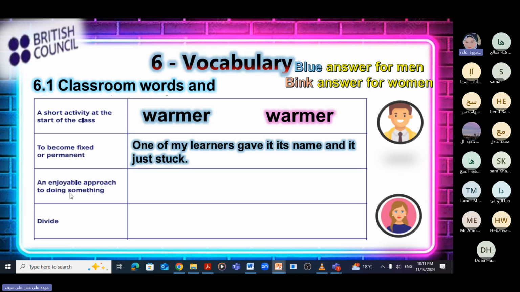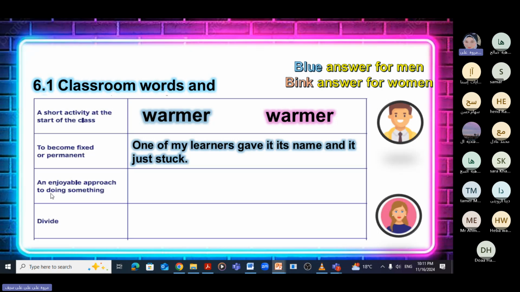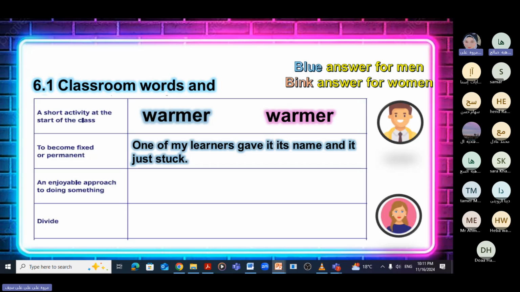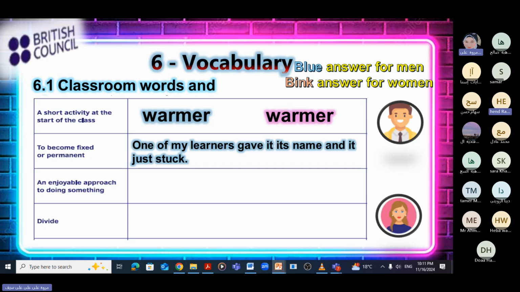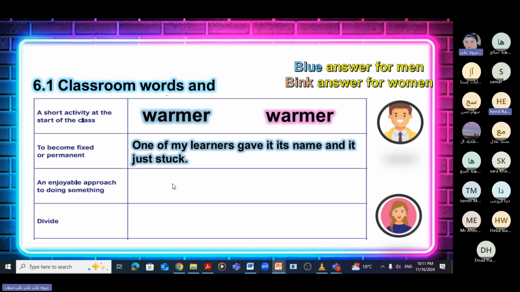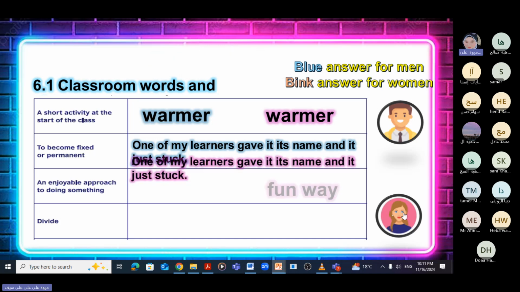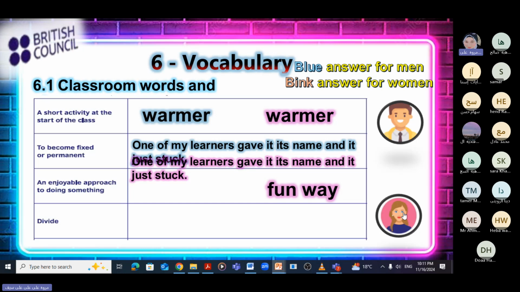Okay, so let's move to this one: an enjoyable approach to doing something. An enjoyable approach to doing something. The technique or strategy? Play again. Technique or strategy. Okay. Some other suggestions. Play a game. Play a game. Okay. So let's see. It's different from what you have said. Fun way. Fun way. I know it's taken from the text. Thank you that you are just trying to imagine or infer things.